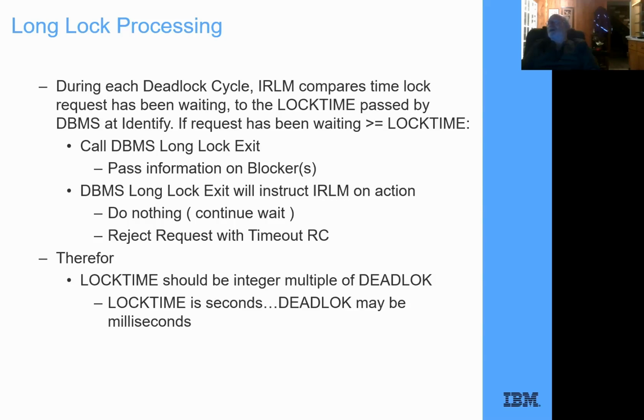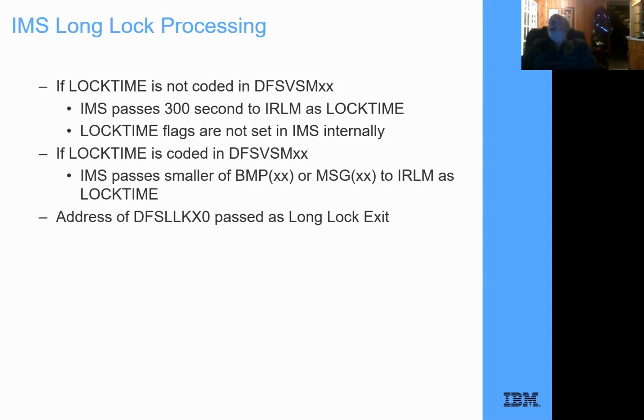And remember that deadlock might be in milliseconds. Lock time is always in seconds. So if lock time is not coded in DFSVSMxx, IMS will pass 300 seconds to IRLM as the lock time. And we don't set any flags inside of IMS to say that lock time is active. If lock time is coded, we pass the smaller of the BMP or message value to IRLM as the lock time. And we always pass the address of DFSLOKX0 as the long lock exit.